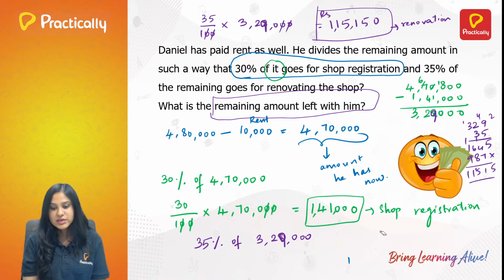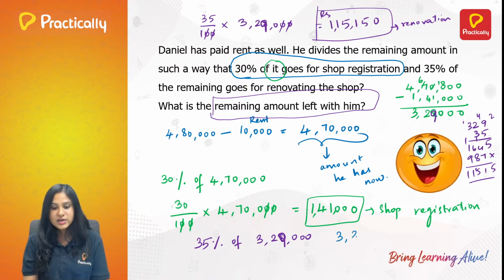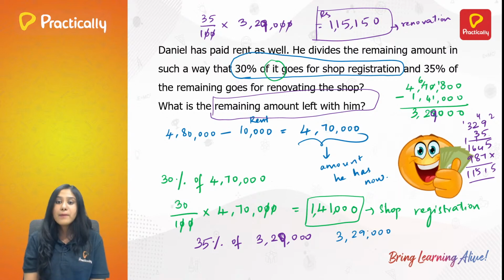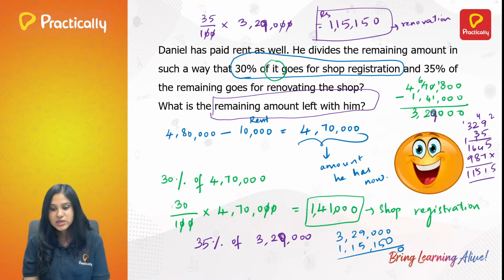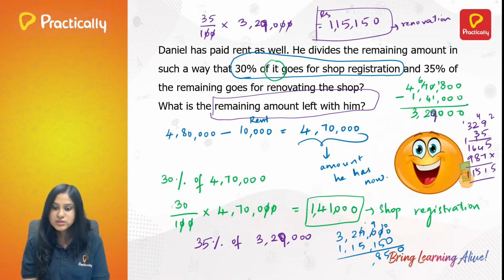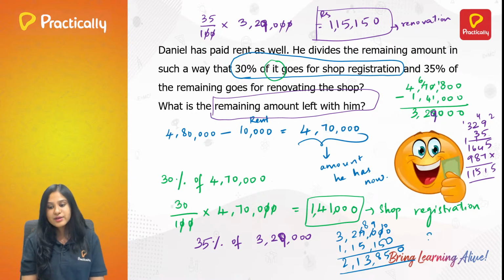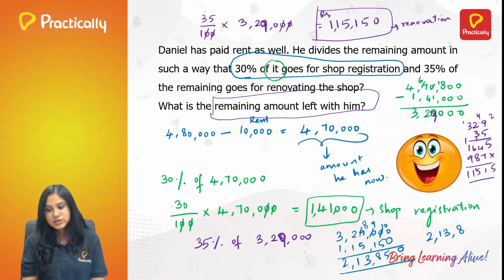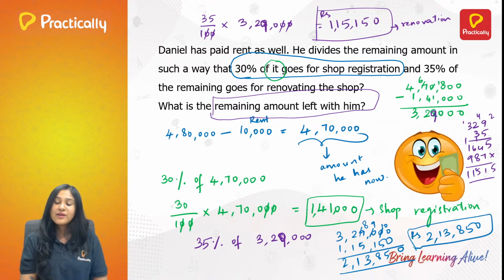Fine. Let us do the subtraction here. Okay. So 3,29,000 minus 1,15,150. So 0, this is 10, this is 9. So this is 5, this is 8, then this is also 8, this is 3, this is 1, this is 2. 2,13,850. 2,13,850 is the amount left with him.